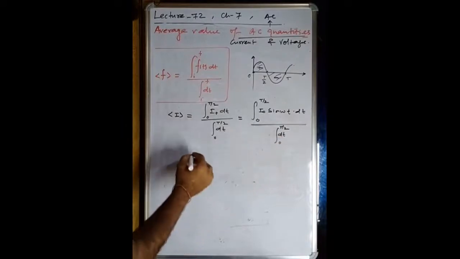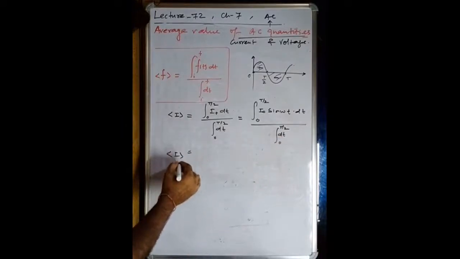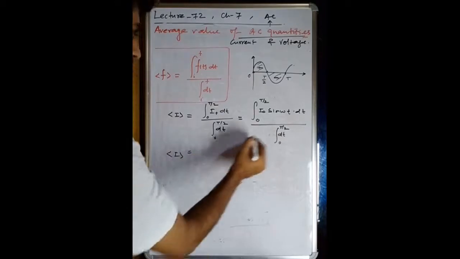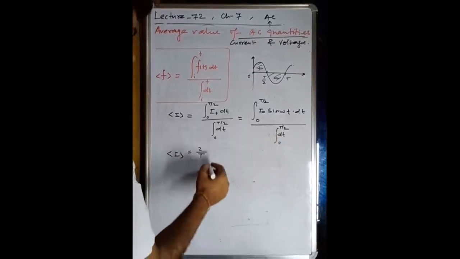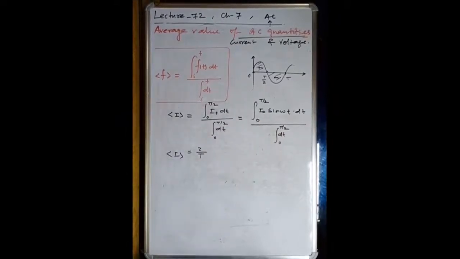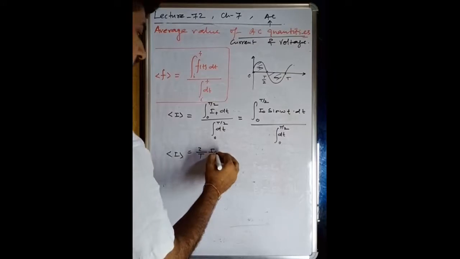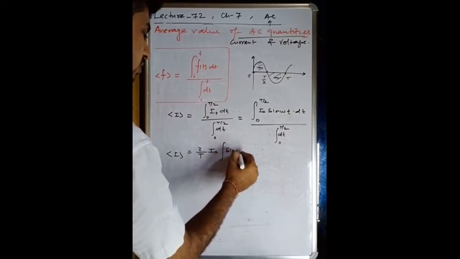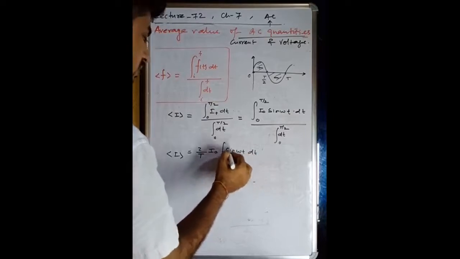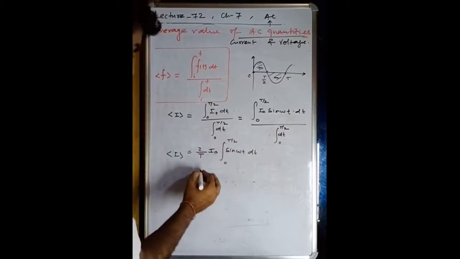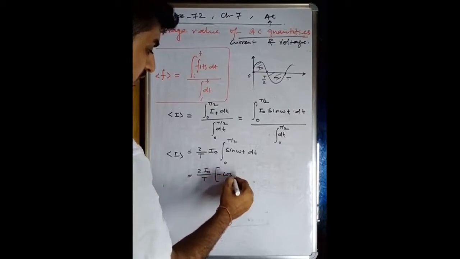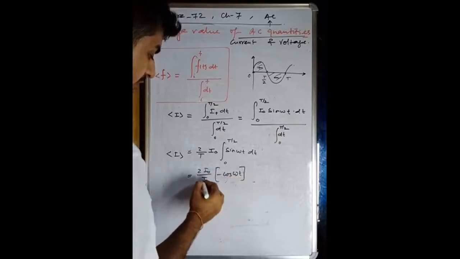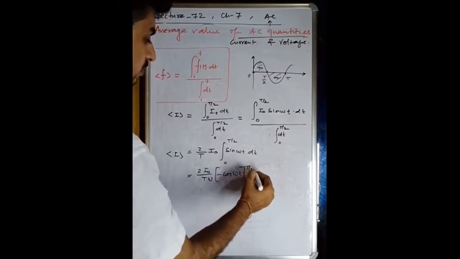This will be T by 2. So the average value will be 2 by T, since it will be T by 2, and I naught will be taken out. We will integrate sine omega t dt from 0 to T by 2. It is 2 I naught by T. Integration of sine will be minus cosine omega t over omega. We can take omega out, from 0 to T by 2.